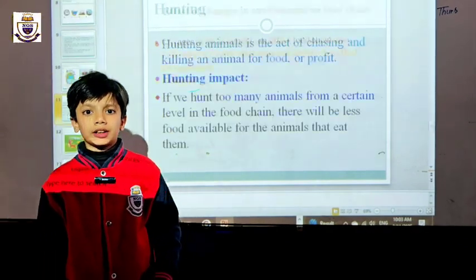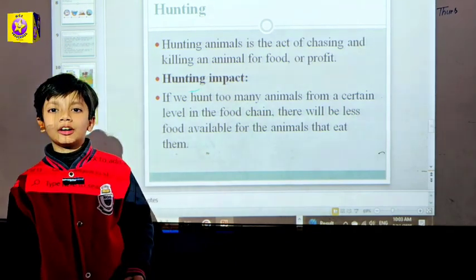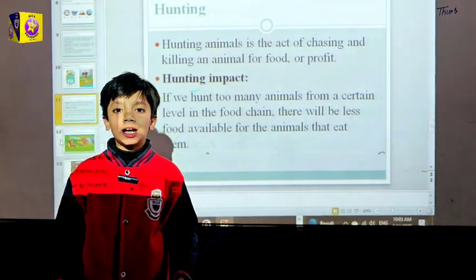How hunting impacts. If we hunt too many animals of a certain level, there will be less food available for animals that eat them.